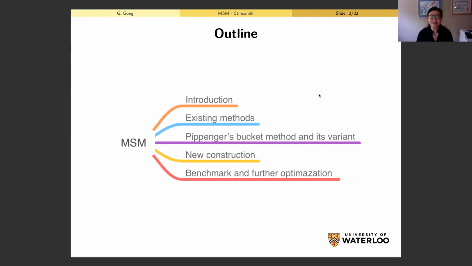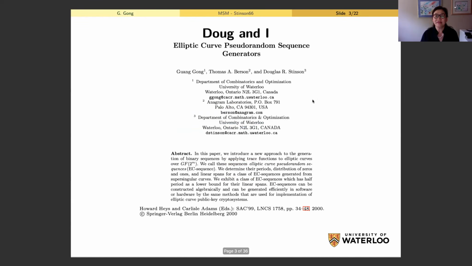So this is the outline. First, I will give some introduction about Doug and myself. Then I will introduce the problem we are trying to tackle. Then I will show you some existing methods, and the most important one is the Pippenger bucket method. Then I will show our construction, the benchmark, and further optimization.